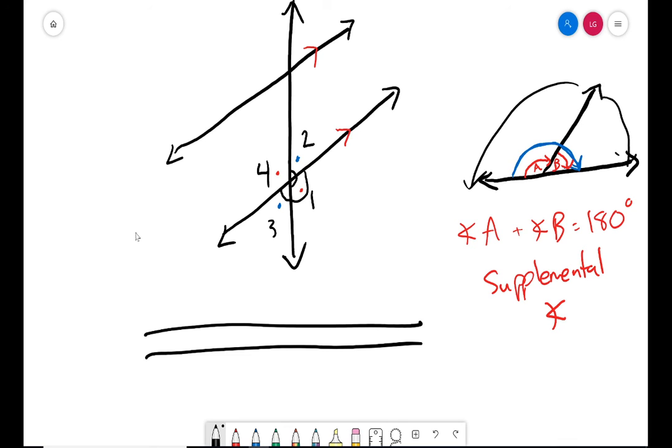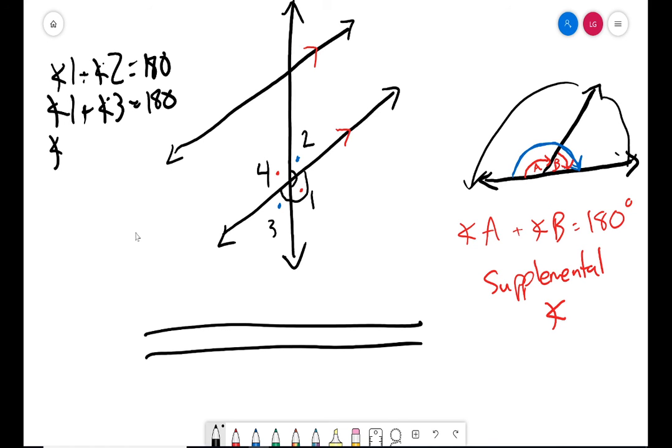So 1 and 2 are supplements. Let me write it actually. I'll do it here. Angle 1 plus angle 2 is 180. Angle 1 plus angle 3 is 180. Sorry about that. The screen is moving. Angle 2 plus angle 4 is 180. And those are all degrees. Get my units right. And angle 3 plus angle 4 is 180. Okay. 4 pairs of supplemental angles.